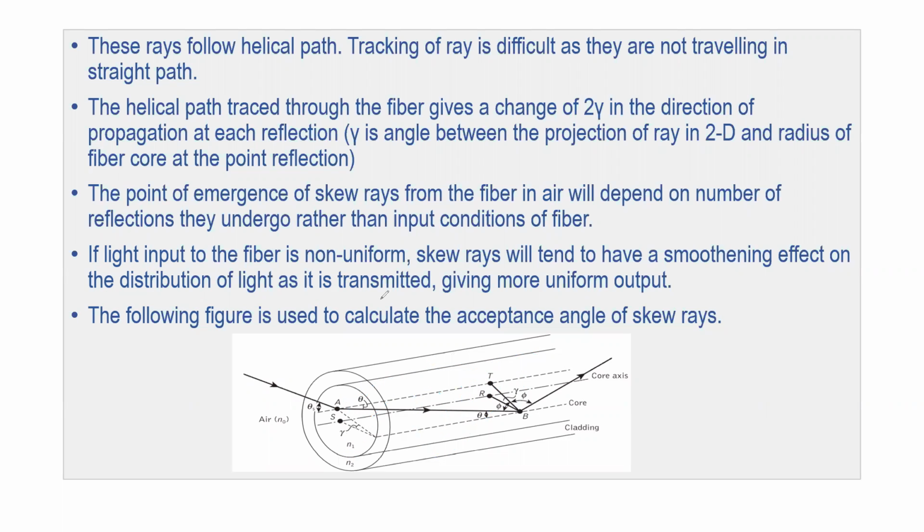The following figure is used to calculate the acceptance angle of the skew rays. Like we have seen in meridional rays, if a light ray is being incident and then it is traveling in this way, then we have called it a meridional ray, and for this we have calculated numerical aperture and acceptance angle. But for skew rays, we haven't calculated any acceptance angle. Here we will be observing the acceptance angle for skew rays.